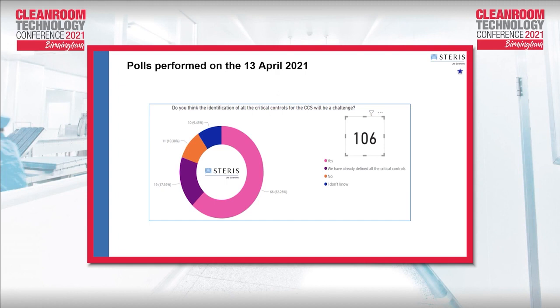Where we still have 70% which have already defined all the critical controls, and 62% are having a challenge in identifying the critical controls, KPIs, let's say, or quality performance indicators to develop a CCS, where you do only have 18% who had already developed and defined all the critical controls. For that, I would say chapeau. And then we have 10% who say no, and the rest say they don't know.